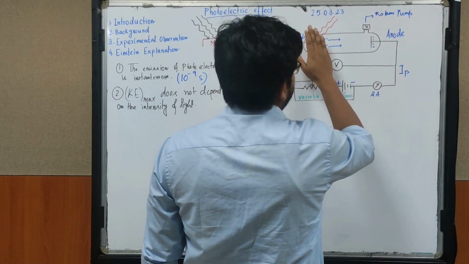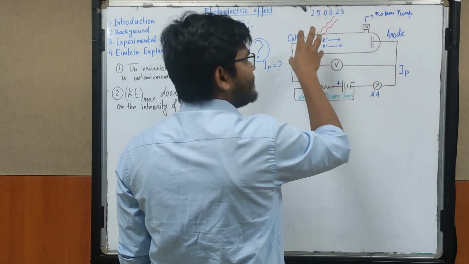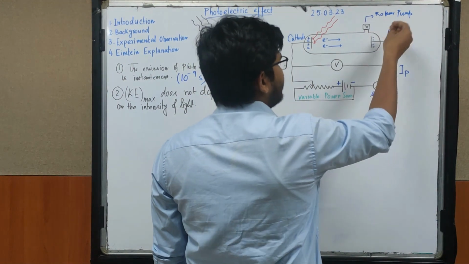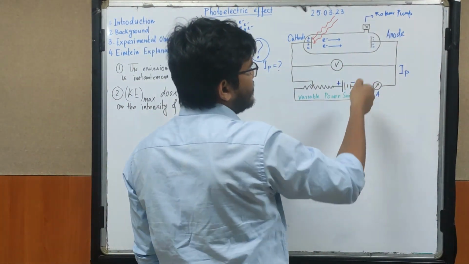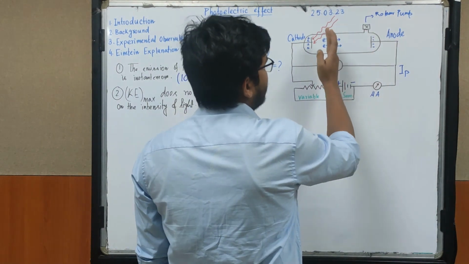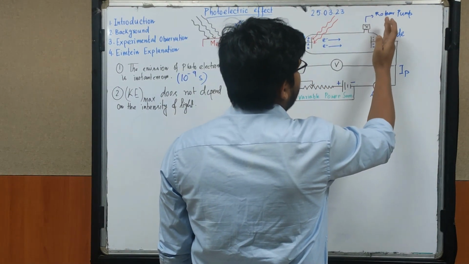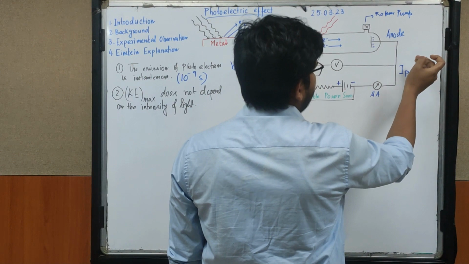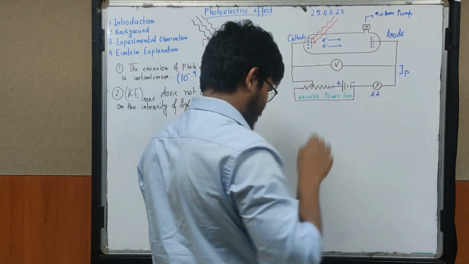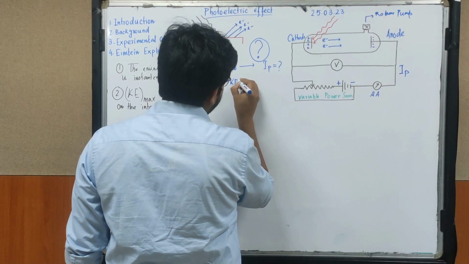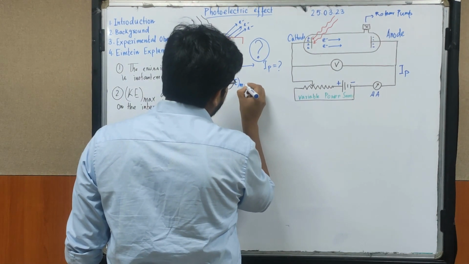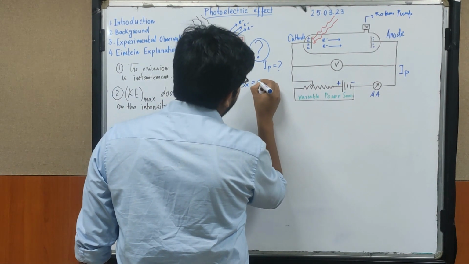If the kinetic energy is very large, it can reach the anode irrespective of the negative potential. But slowly you will increase the potential from 0 to some value, so that none of the electrons can come to the anode. Therefore the current in the circuit will be 0. So you can say that your maximum kinetic energy will be equal to eV0.